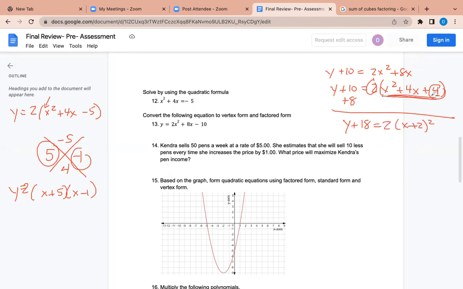Make sure you guys learn how to factor. If you factor it, it'll be this. And this is in vertex form. Why is it called vertex form? Because again, this is the x coordinate of the vertex. This is the y coordinate of the vertex. So it'll be -2 comma -18.